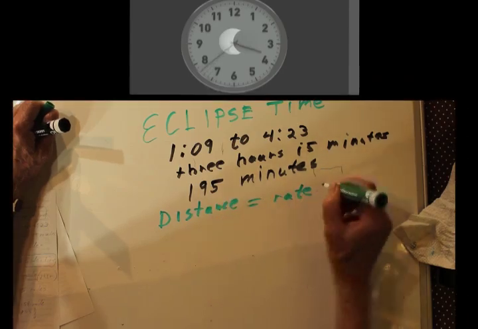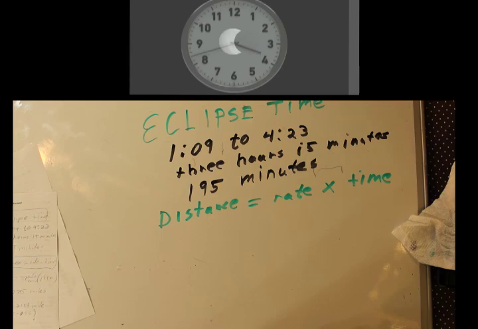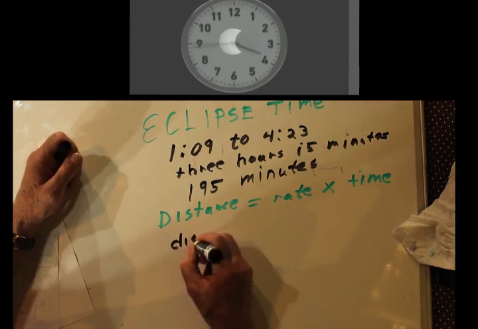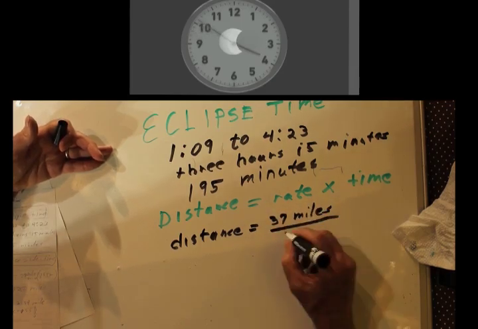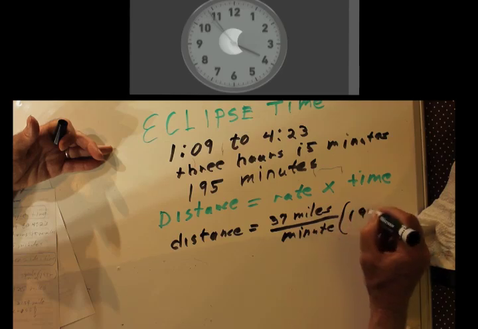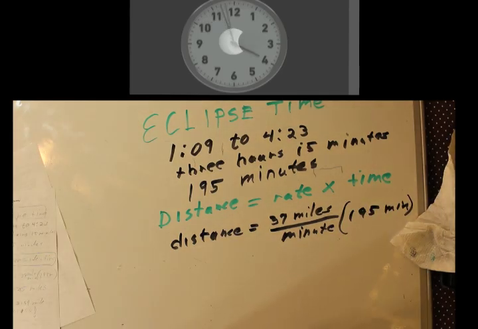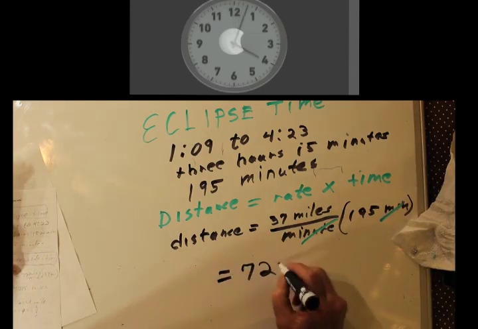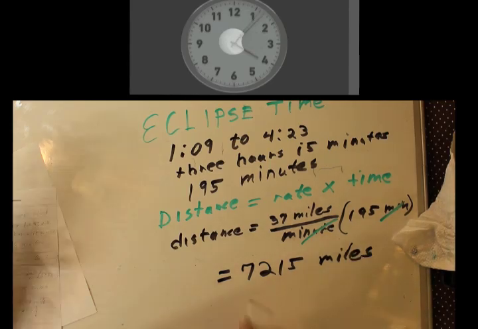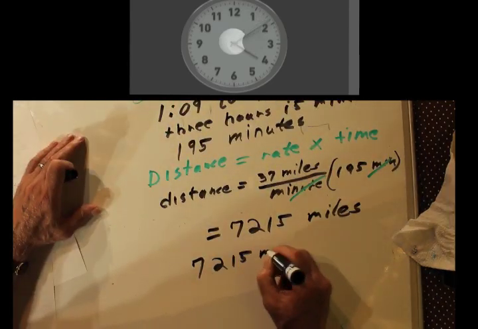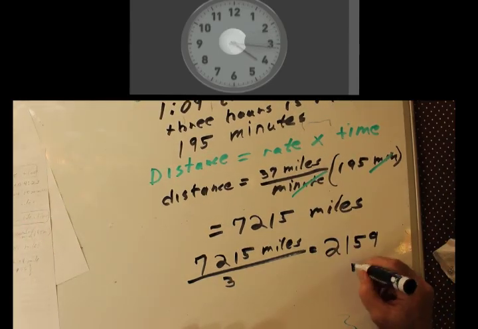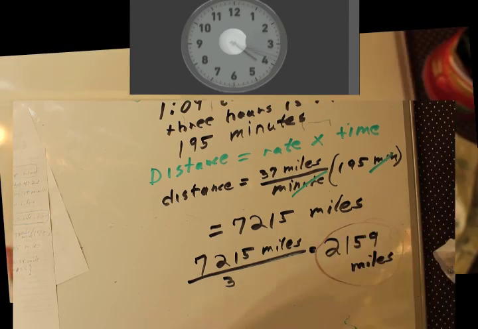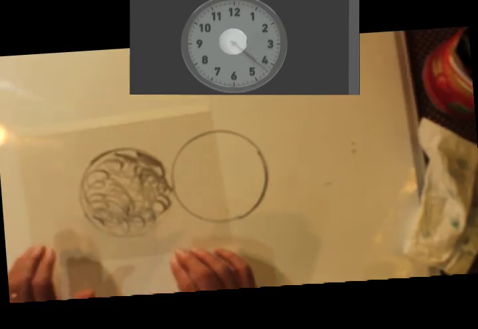Distance equals rate times time. So the rate is 37 miles a minute times the 195 minutes is equal to 7,200 miles. But this is 3 diameters. So the diameter, according to our assumptions, is 7,200 divided by 3 is equal to 2,400 miles. Google says that the diameter is 2,159 miles. This looks okay to me.